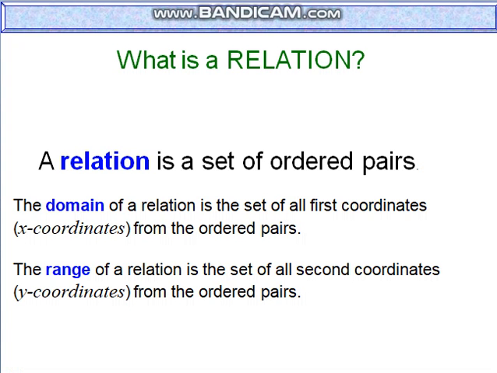The domain of a relation is the set of all first coordinates, the x coordinates, from the ordered pairs, and the range is the set of all second coordinates, meaning the y coordinates, from the ordered pairs. For example, if we take a pair (x, y), then x is called the domain and y is called the range.